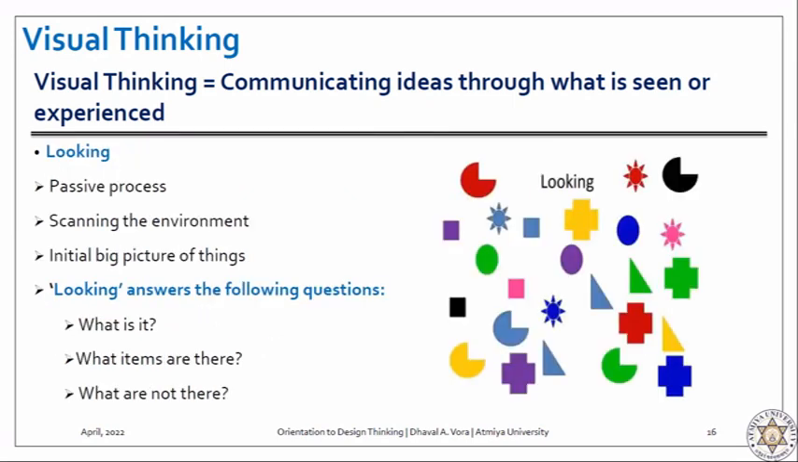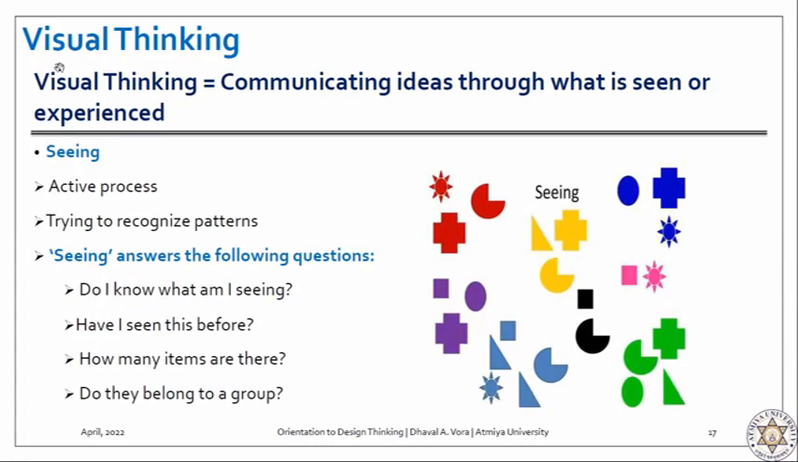Looking. The very first is looking. It's a passive kind of process, scanning the environment, getting the initial big picture of things. So how do I find out what I'll be getting out of looking, or how I can gather things with the help of this tool? We need to ask certain questions to ourselves. What is it? Meaning I'm talking about a particular thing, process, or solution. So let us go towards the next tool, that is seeing.